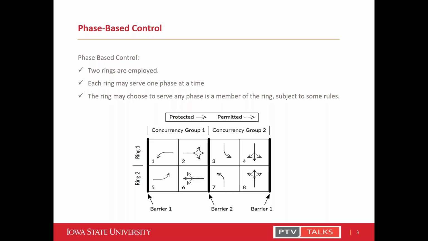For example, it is acceptable for phase 2 to be served at the same time as either phase 5 or 6, but never 7 or 8. The flexibility of phase-based control arises from the fact that, other than barrier crossing transitions, the two rings are able to switch phases independently. That is, phases 1 and 5 don't need to end at the same time. One could end earlier or be omitted if there is no traffic.